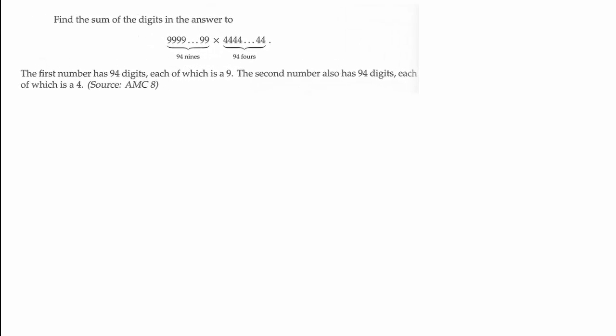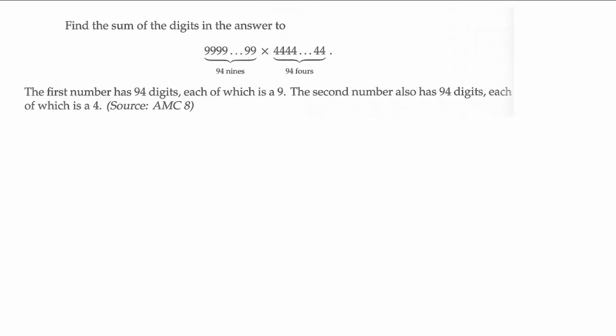Welcome. Today we're going to solve a pre-algebra problem from the AMC 8. The problem is this. We want to find the sum of the digits in the answer to the number given by 94 nines times the number given by 94 fours.